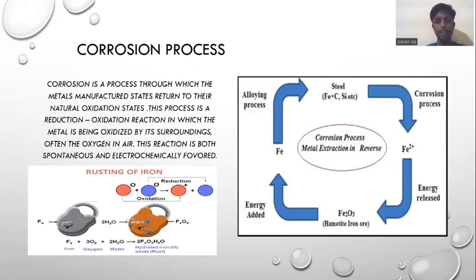In the next image, first the steel undergoes the corrosion process, then Fe2+ forms and energy is released, and Fe2O3, hematite iron ore, is formed. Then energy is added to get Fe, then the alloying process, then back to steel. This is the process of corrosion.